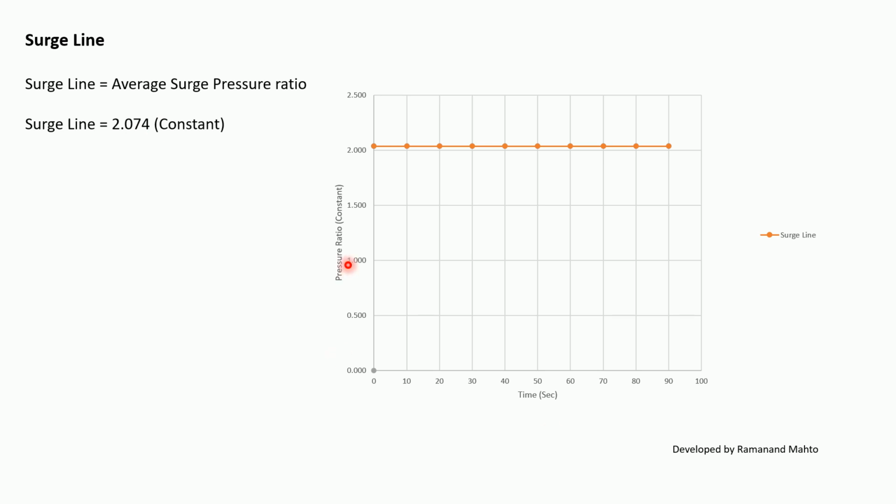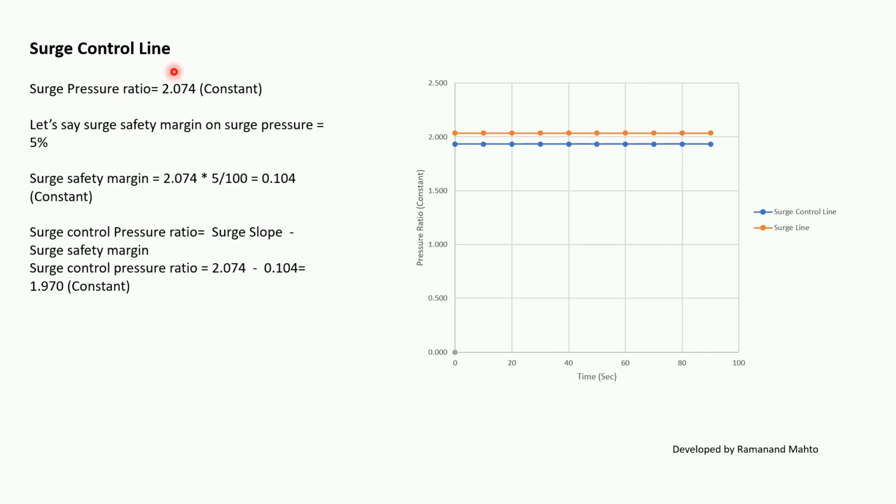So the surge line is the average of the surge pressure ratio, which comes as 2.074. The x-axis is time and the y-axis is pressure ratio. We can call it the surge line, it is 2.074, which is constant. For the surge control line, the surge pressure ratio is 2.074. Let's say the surge safety margin is 5% on the surge pressure ratio. The surge safety margin is 2.074 into 5 by 100, which is 0.104. So the surge control pressure ratio is equal to the surge pressure ratio minus the surge safety margin, which is 2.074 minus 0.104, which is 1.97.